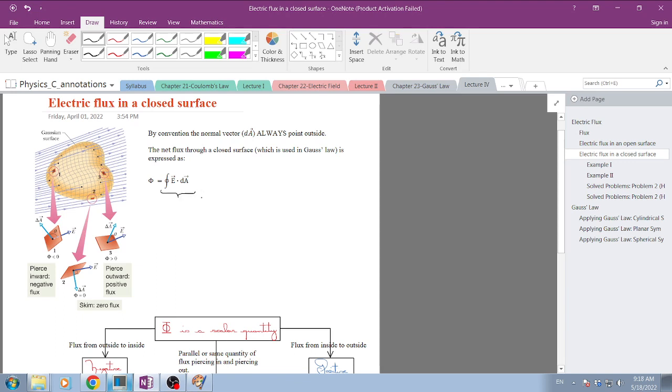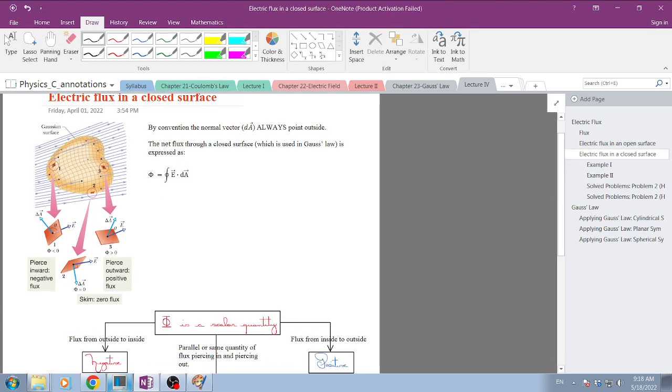You just have to calculate the scalar product of the electric field and each individual infinitesimal element of area of this closed surface. You can actually choose this surface any way you want. You can make your life easier, or you can make your life more complicated, when you choose these surfaces.